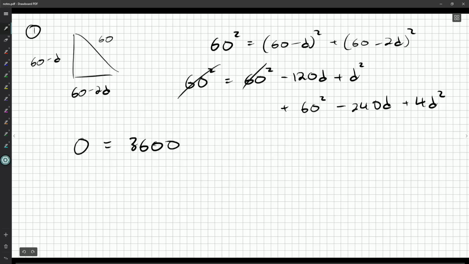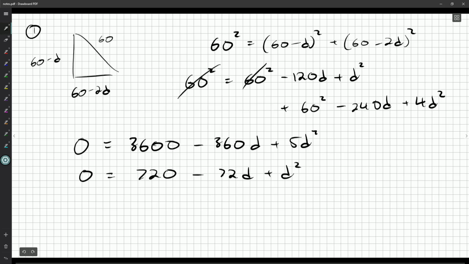All we'll be left with, 0, is 60 squared. I'm going to expand it out to 3,600 minus 360d plus 5d squared. I can divide by 5 everywhere. So we'll get 0 is equal to 720 minus 72d plus d squared. And now we ask, alright, can I work out answers there? Can you factor it? Can we do some sort of quadratic formula?